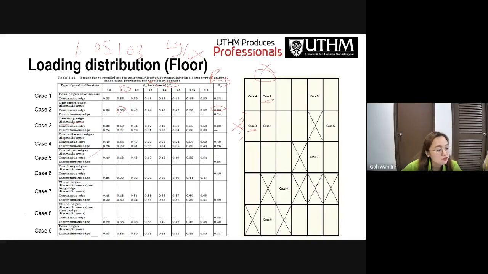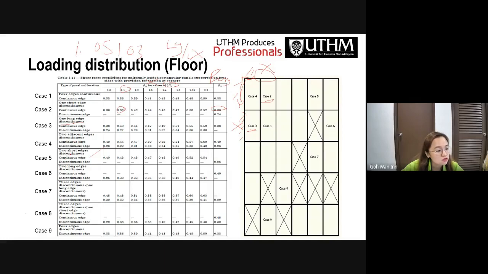Okay, and then case 4, two adjacent edges discontinue. Case 4 is here. Adjacent edges means that it's side by side. You can see that this slab and these edges is discontinue. No slab here, no slab here. Discontinue means no slab continue with it. So you need to refer to the value here if it is case 4.